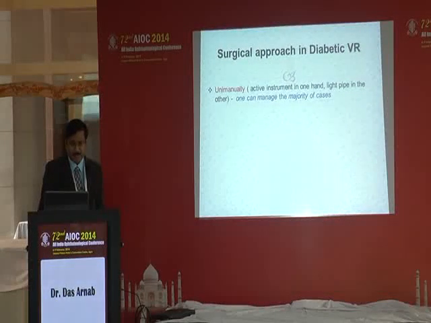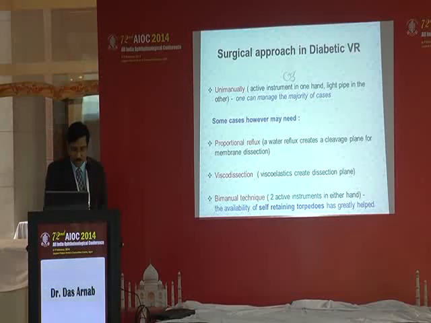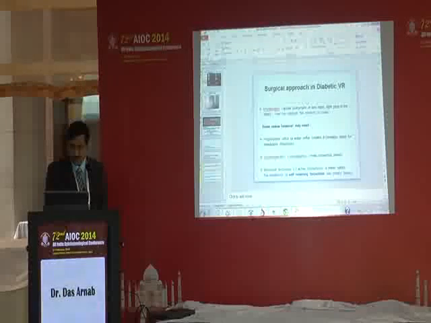Most of the cases can be managed unimanually. That's one active instrument in one hand, and the other hand only holds the light. But in some cases, you need proportional reflux, where a water reflux creates a cleavage plane for membrane dissection, viscodissection, where viscoelastics are used to help create a dissection plane, and the bimanual technique with two active instruments, one in either hand. And things like self-retaining chandeliers have greatly helped us go bimanual. Now I'll show you a few videos of some surgical cases.